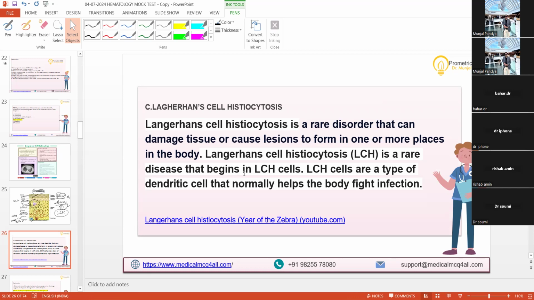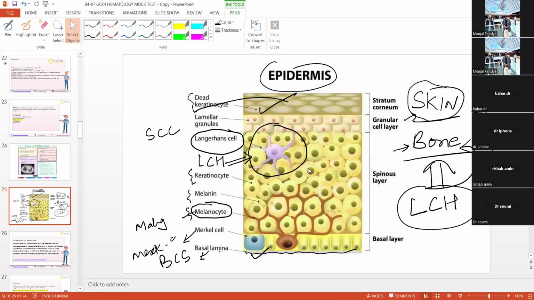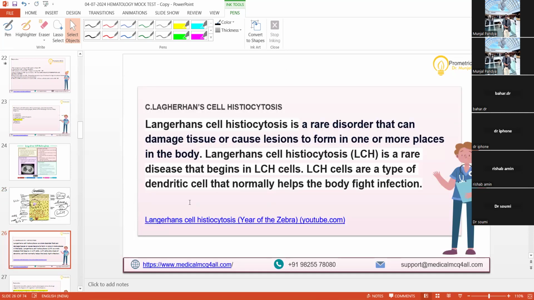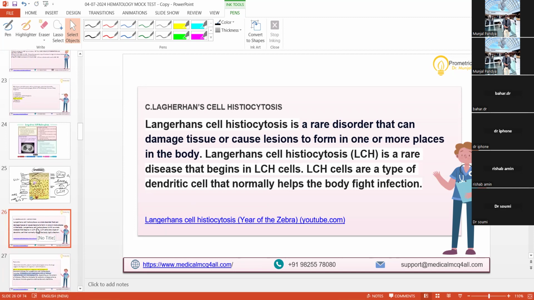LCH is a rare disease that begins in the LCH cell. I showed you where the LCH cell is. It looks like an octopus. LCH cells are a type of dendritic cell, and the normal function of these cells is to fight against infection. So it is an immune function. If there is LCH, immunity is compromised, and the patient may present with recurrent infection of the skin, eye, or ear, or anywhere, maybe lung pneumonia or UTI.